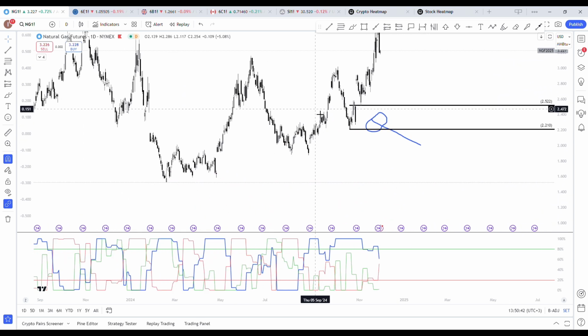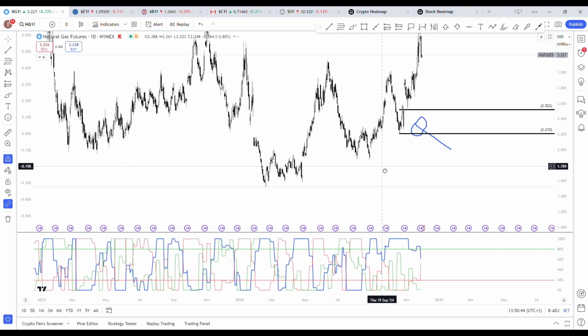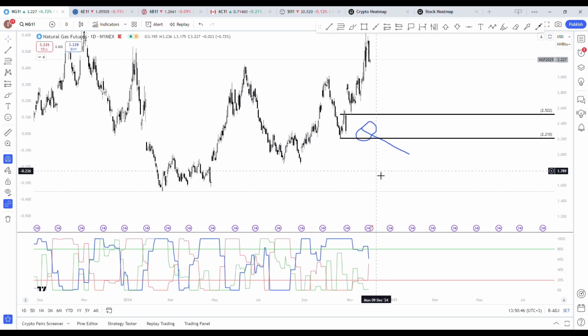Guys, today's analysis is over. We have looked at some products, some FX pairs, and some commodities on futures, and we have looked at some COT data.